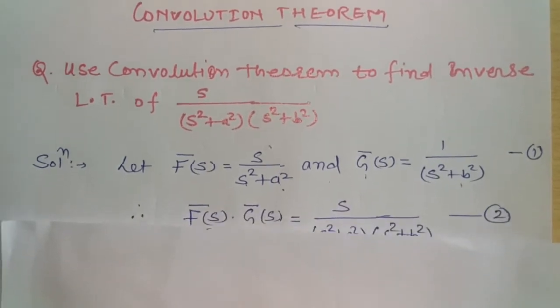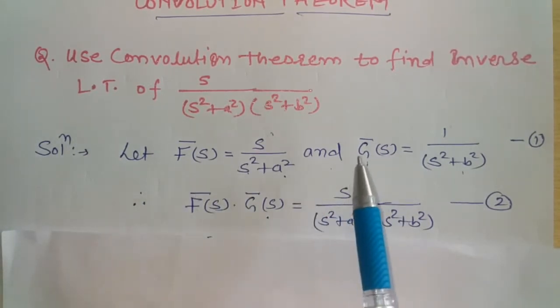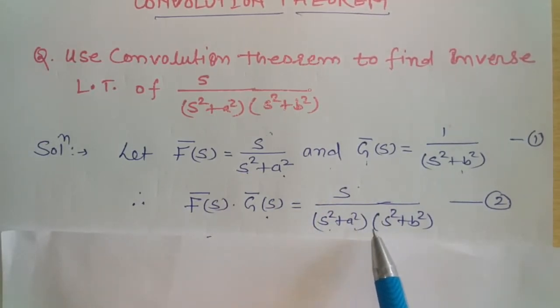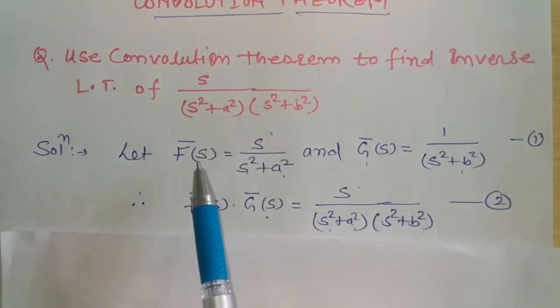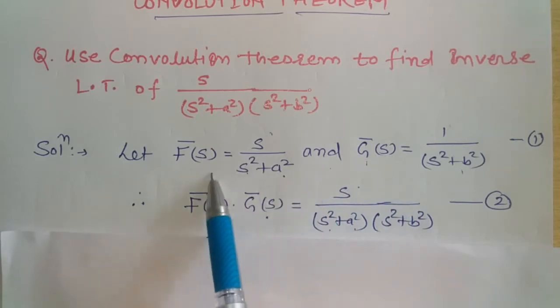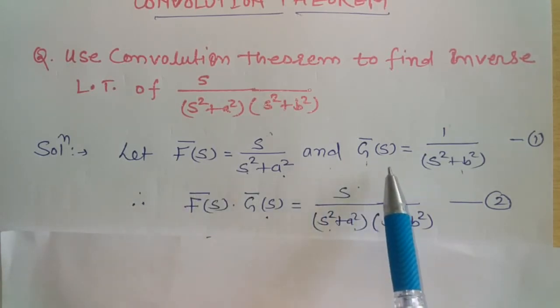Then we have f bar s into g bar s. The product of f bar and g bar is s upon (s square plus a square) into (s square plus b square), which is our original function. And as we know, whenever we want to apply the convolution theorem, we have to divide the given function into two parts such that their product gives the original function, and further the inverse Laplace transform of f bar and g bar is known.